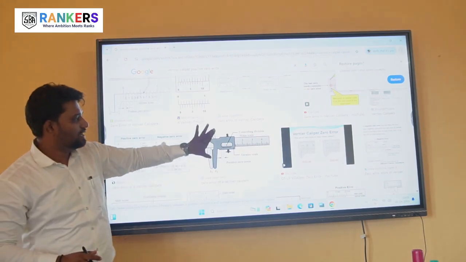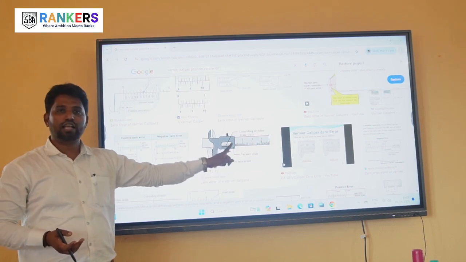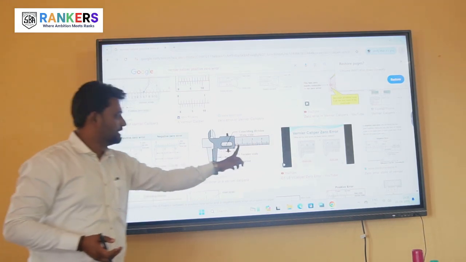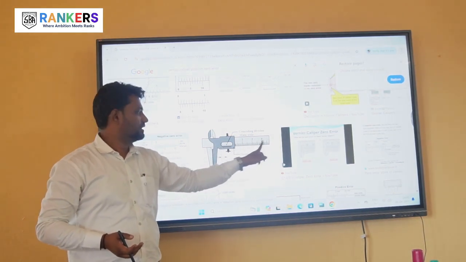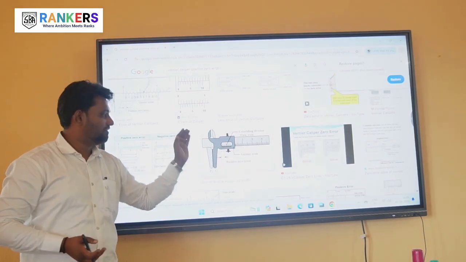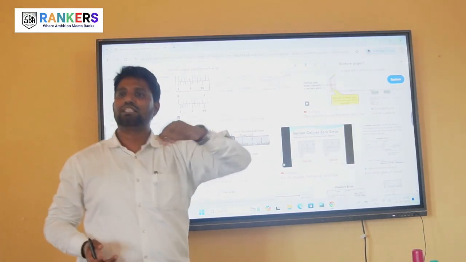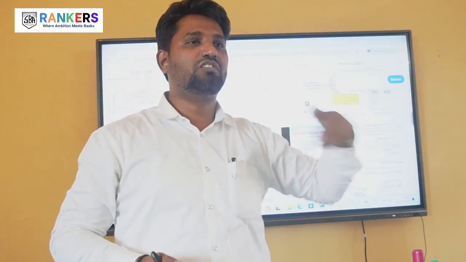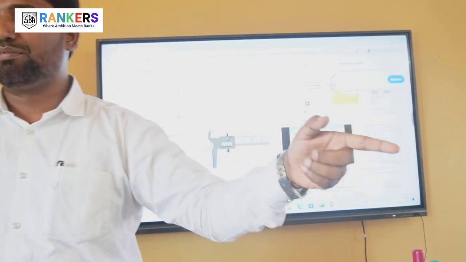Now there are two scales. One, this one, is called the Vernier scale, and the second one, this one, is called the main scale. The Vernier scale slides over the main scale, that is why it is said to be a slide caliper. Clear?